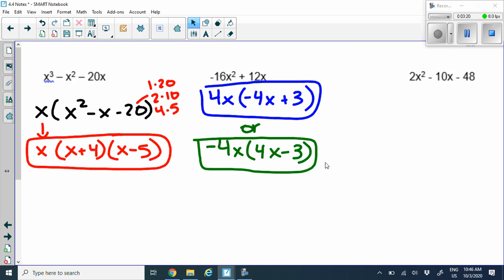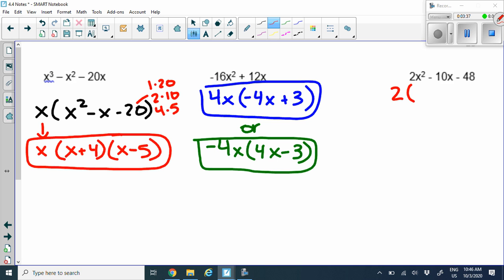Okay, let's see what you got here. So we have 2x squared minus 10x minus 48. Do these three terms have anything in common? Yeah, they have a 2 in common, so that's a number. Do they have a variable? No, that last term does not have an x, so we can't take an x out.